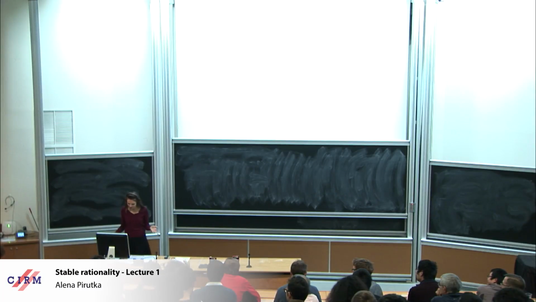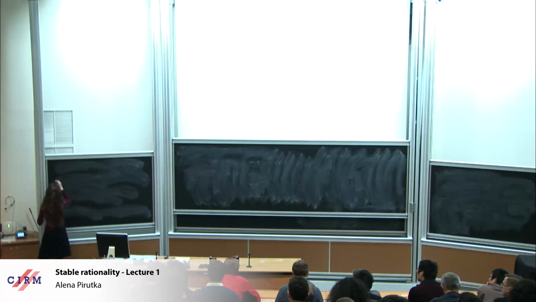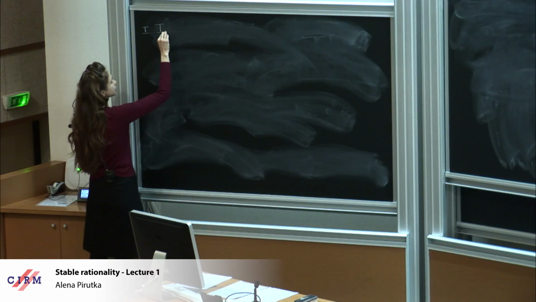Okay, well, let's try then to do it in English. So this series of talks is going to be about stable rationality and rationality questions. I mean in mathematics, not in sociology and other types of sciences. So I plan to have 4 parts. Today it will be essentially introduction.